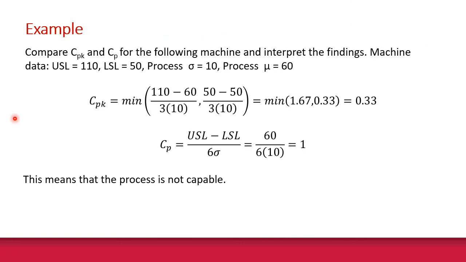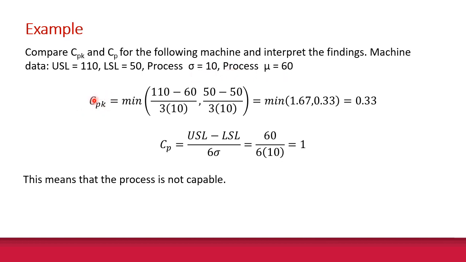So let's work an example. Let's compare the C sub Pk value and the C sub P value for the following machine, and let's interpret the findings. So the machine has an upper specification limit of 110 and a lower specification limit of 50. The process has a variance of 10, and the process mean is 60.